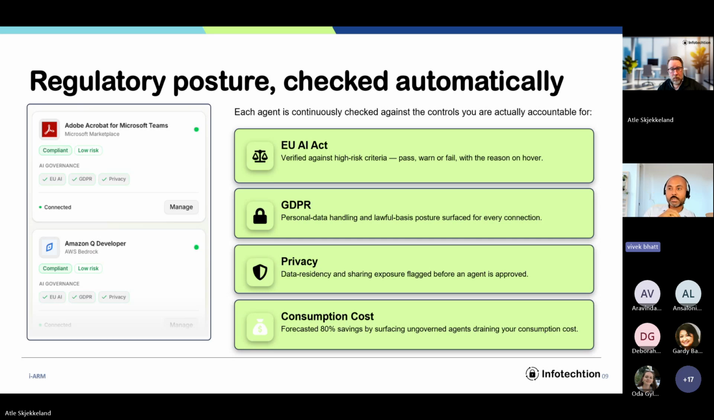And the last line is very, very important: we are forecasting that organizations will save 80% of their consumption cost if they get the inventory in control, if they get a good balance on how the agents are used, which agents are relevant, and using the telemetry that we are providing, are able to quickly act and shut down the agents which are no longer required, no longer providing value, and have no ownership. Next slide, please.